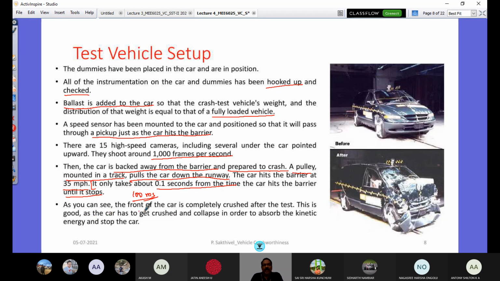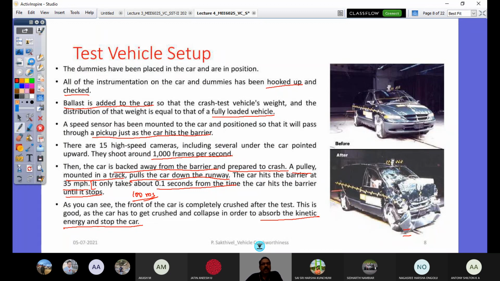As you can see, the front of the car is completely crushed after the test, right? This is good, as the car has to get crushed and collapse in order to absorb the kinetic energy and stop the car. So the entire kinetic energy, because of the speed of 35 miles per hour at the beginning of the event, has to be absorbed by the structure. That is an advantage of today's vehicles with the crumple zone. So we'll see them all in detail again.